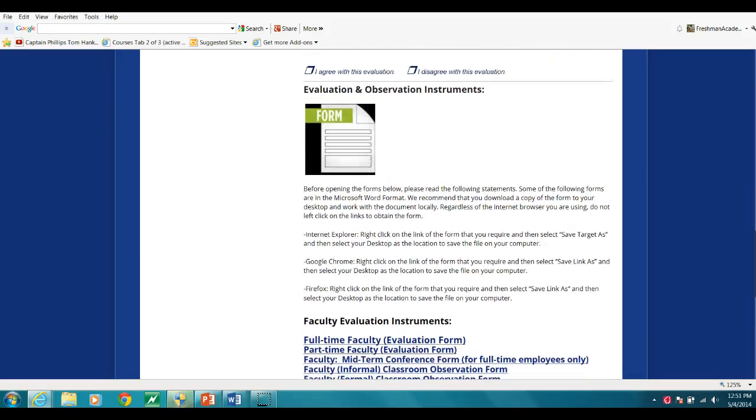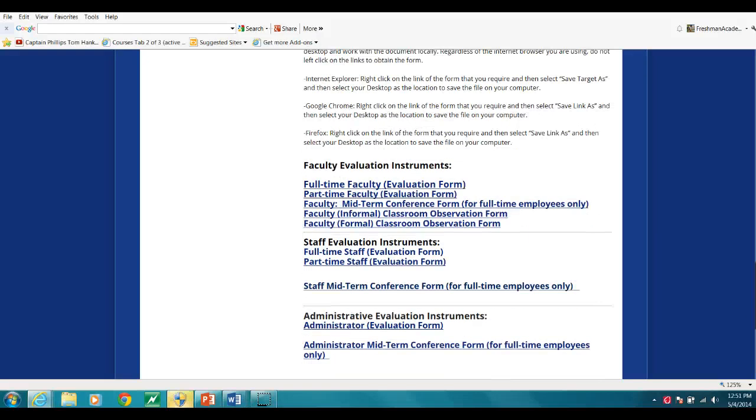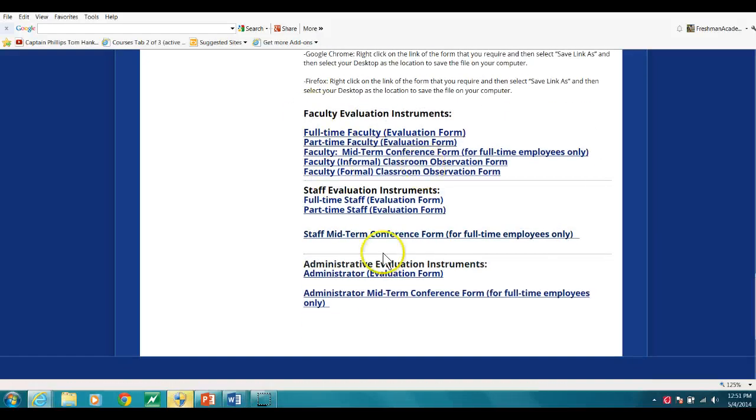Okay, next, evaluation and observation instruments. Let's take a look here. As I said earlier, we have them separated, and I've already pulled a few up, but basically what you would do is just simply click on the link and the document will populate. Right now we have Word documents out here, but probably within the next 6 months we'll be changing these likely to PDF documents if we decide to go that route. In any case, you'll need either Microsoft Word or Adobe Professional to look at these documents.